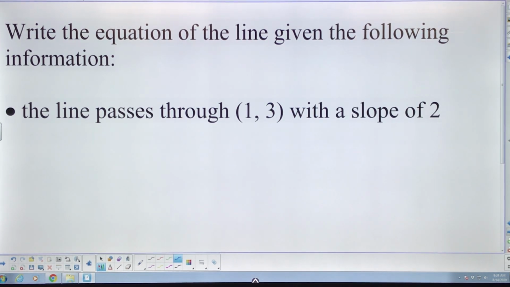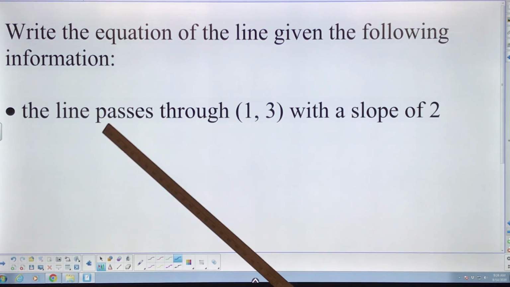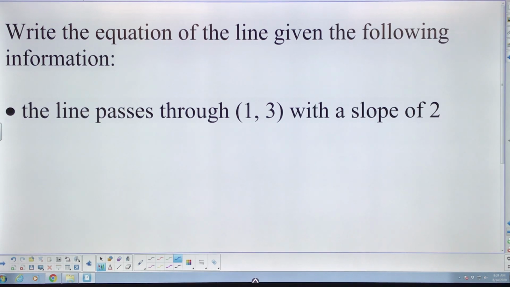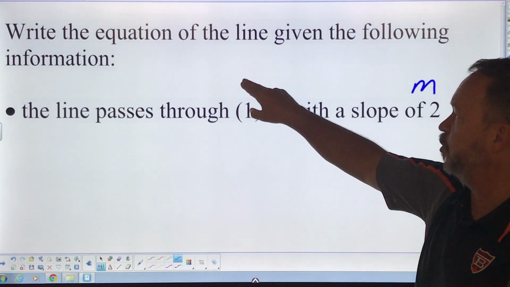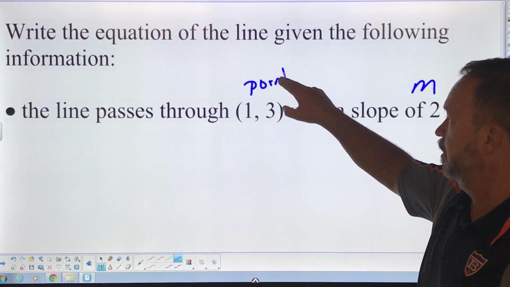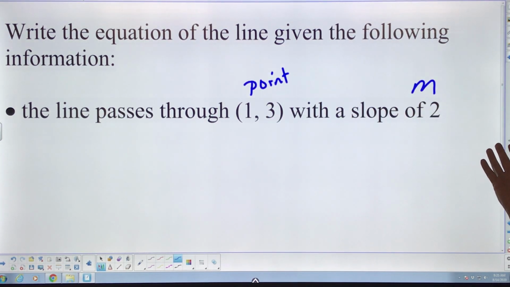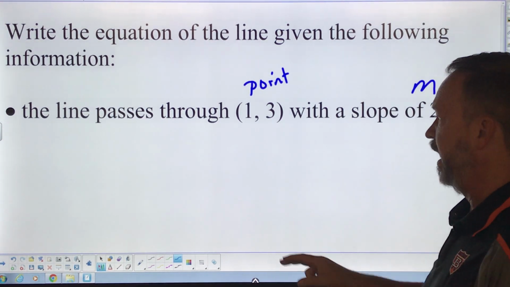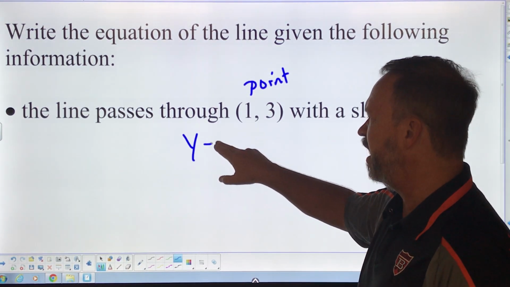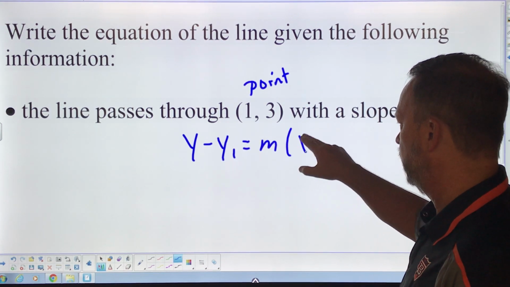Here they did not give me the intercept. That's not the intercept. So this is write the equation of the line given the following information. The line passes through this point with this slope. So this is the slope, and this is just some random point. So what do I have here? I have a point and a slope. So I'm going to use my fairly new formula, the point slope formula.